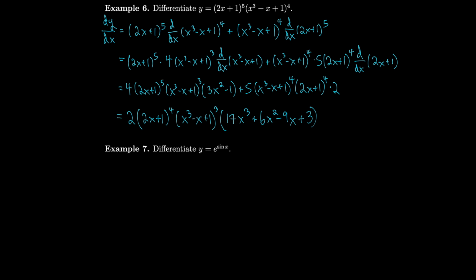Let's differentiate y equals e to the sine x now. So the derivative is equal to the derivative of e to the sine x, which is equal to e to the sine x, because we're pretending it's e to the x, and the derivative of e to the x is e to the x, and then times the derivative of what's inside, which is just sine x. Okay, so that's e to the sine x times cosine x.